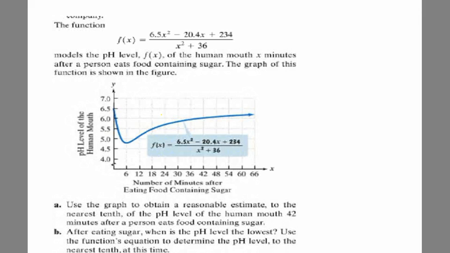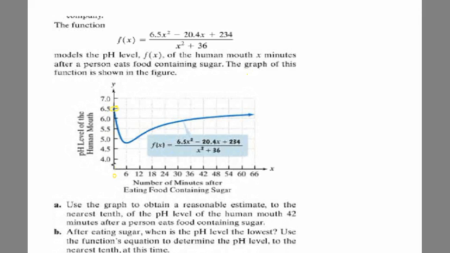So let's take a look at this graph. Okay, here we're at the 0 mark. And at the 0 mark, this tells me the basic pH level of the human mouth. Nothing has happened. It's just normal. You hadn't eaten anything. 6.5. Well, that's what it looks like to me anyway.